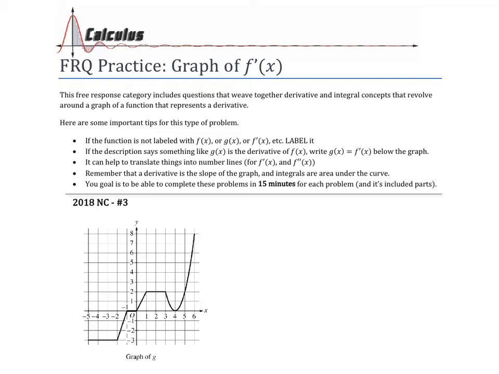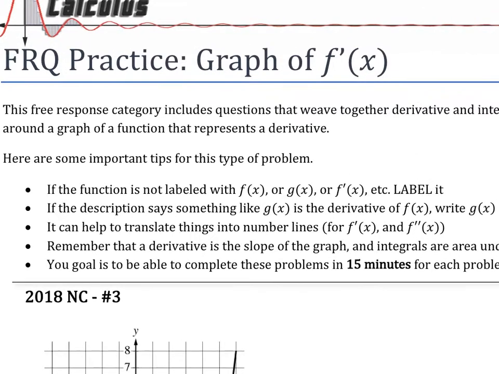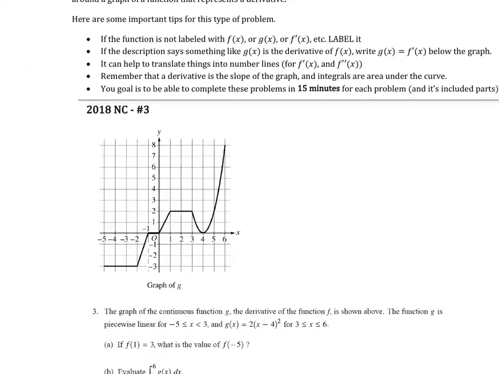And we want to know some things about the function. You're going to be asked to find some things out about the function. So here are some important tips. These are just things that can help you approach the problem well once you recognize what type of problem it is. My first tip is, once you notice that the function is not labeled with f of x or g of x or f prime, label it. Let's glance at this problem right here.